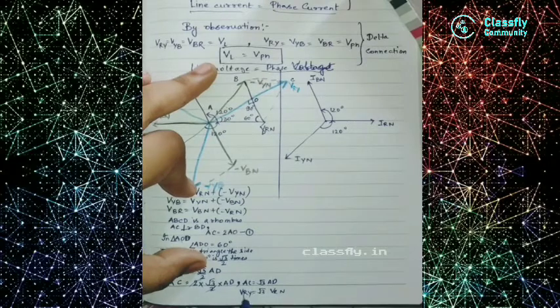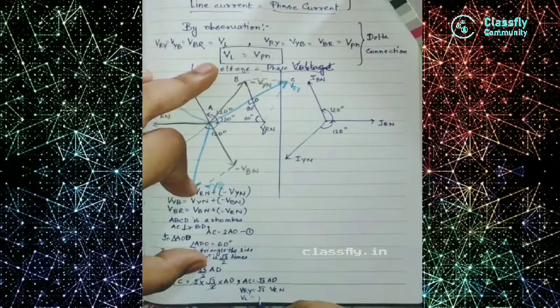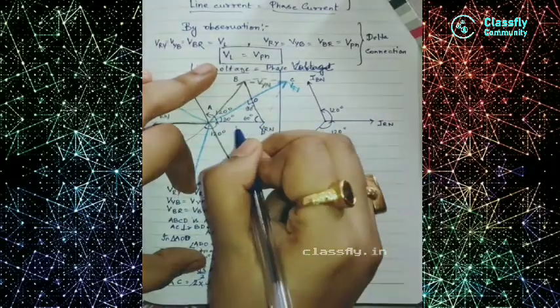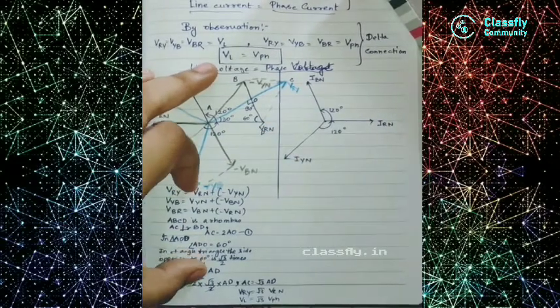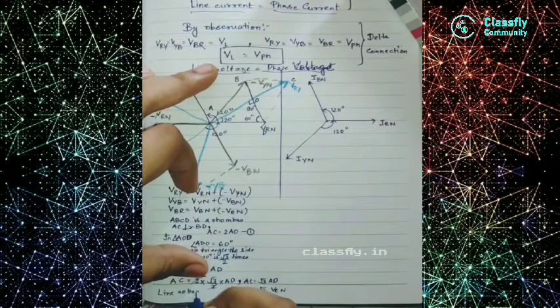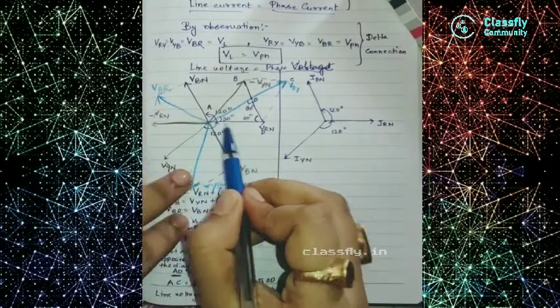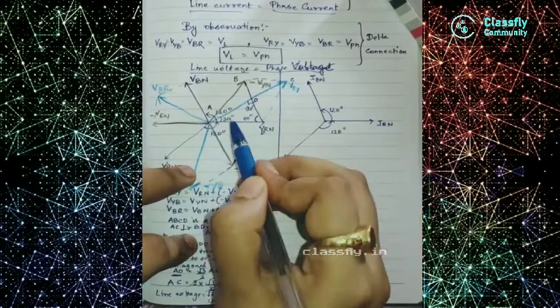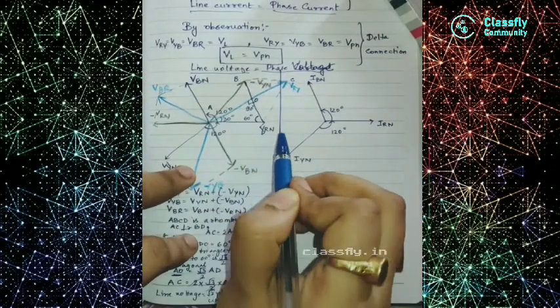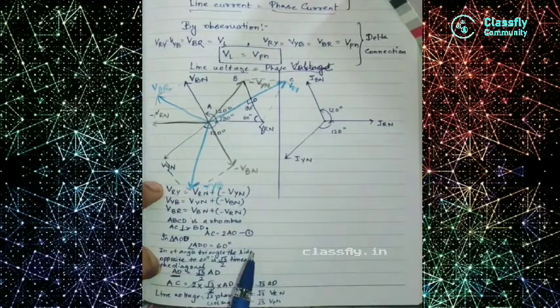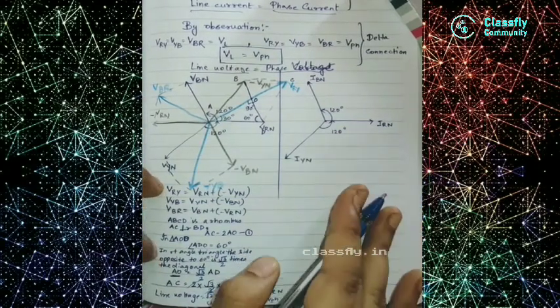So we know that VRY is our VL and VRN is our V phase. So we can say that this is the relation between our line voltage and the phase voltage. That means line voltage is equal to root 3 of phase voltage. And you can see that the line voltage is leading by 30 degree from the phase voltage. Okay, similarly you can prove for the delta connection for the line current and the phase current.